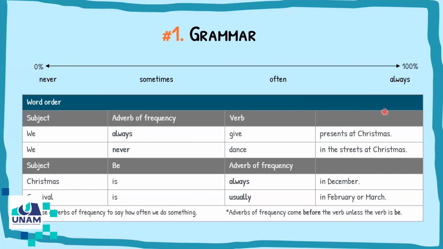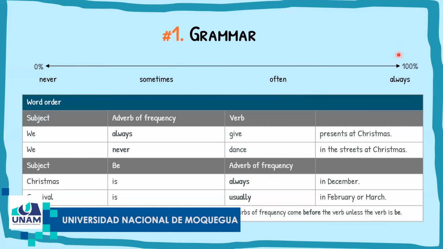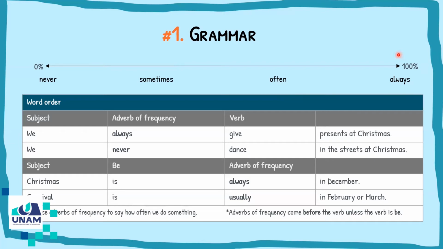And the last one is always. Here we have 100% probability of doing this activity. For example, I always eat my breakfast, okay? I always eat my breakfast. Yeah, it's true.